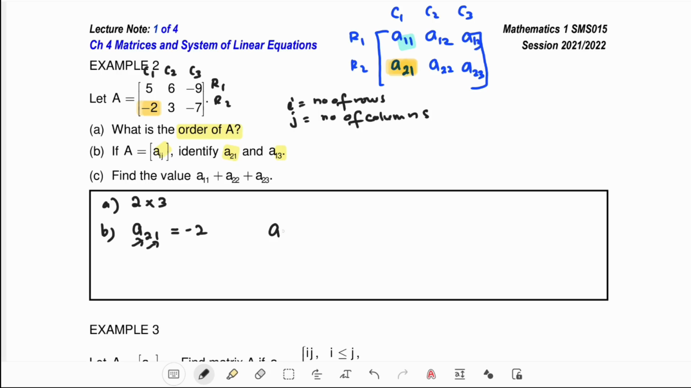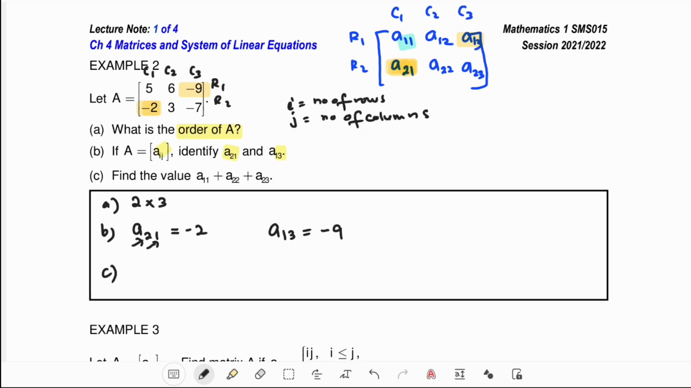Then next, the question asks for A13. A13 means the first row and the third column. The first row and the third column has which element? Okay, which is -9. It's -9 as the answer. And then we proceed to the next question.